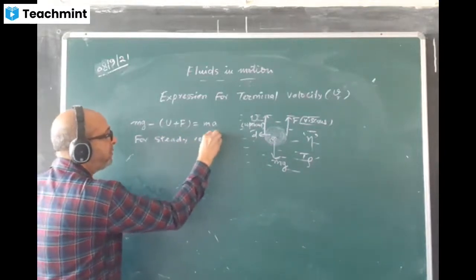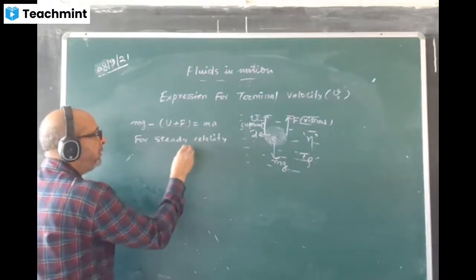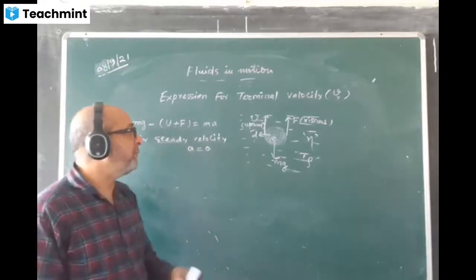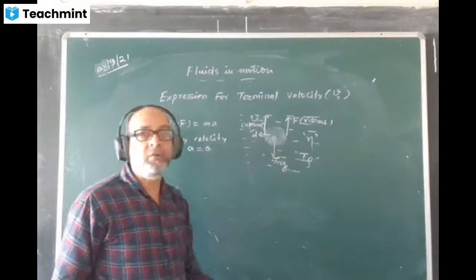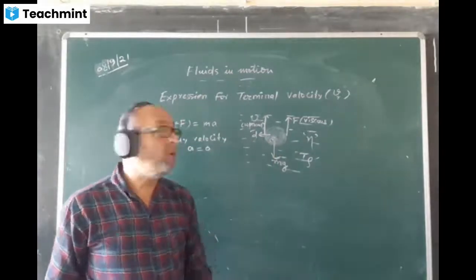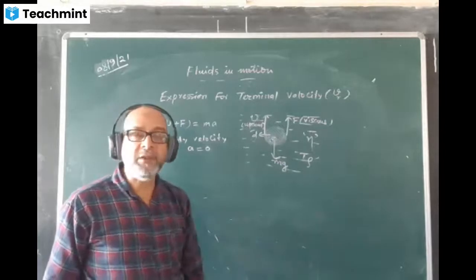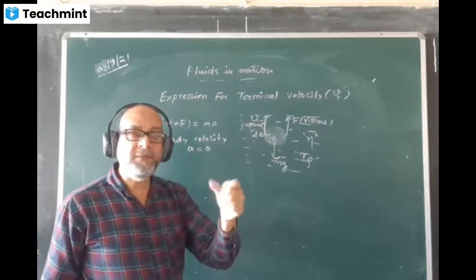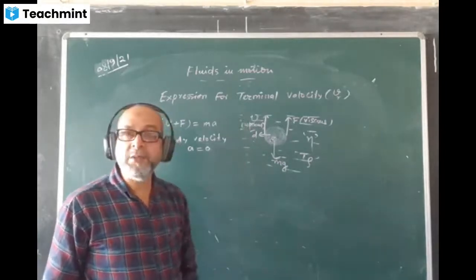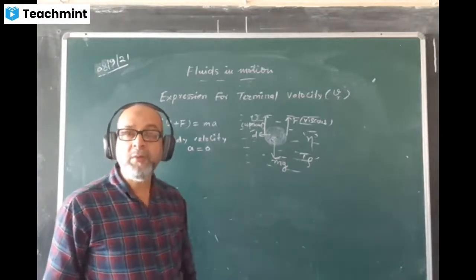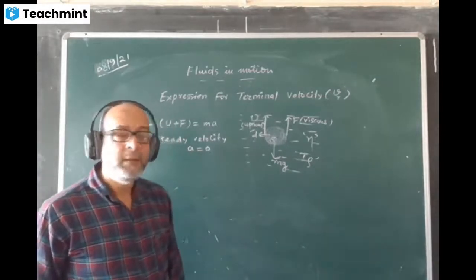Steady means constant. For a steady velocity, a will be 0. And that steady velocity with which the spherical object falls down is called terminal velocity. That is steady velocity or the constant velocity with which a spherical object falls or moves through a medium is called terminal velocity.